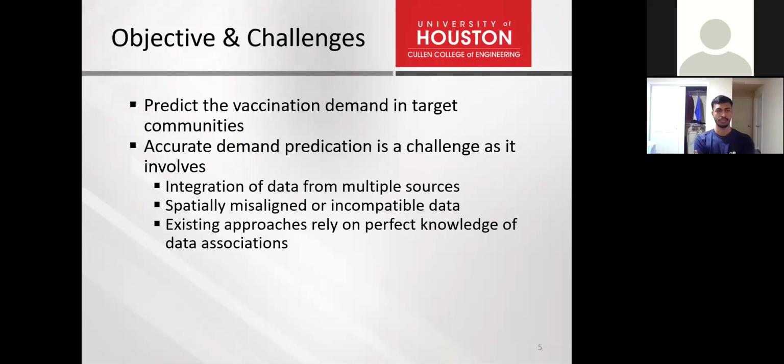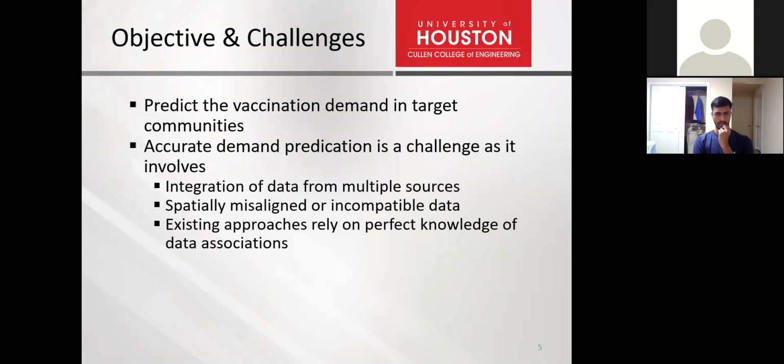The objective of our research is to present novel approaches to predict the vaccination demand in target communities, which are basically school zones and census tracts, by integrating the data from school zones and census tracts. The accurate demand prediction for census tracts is a challenging task for a couple of reasons. Number one, there is no single data source that can be used for this purpose, and we need to integrate the data from multiple sources.